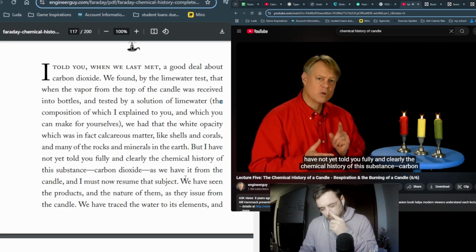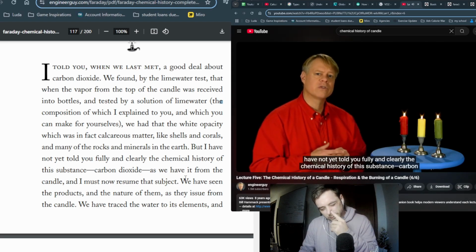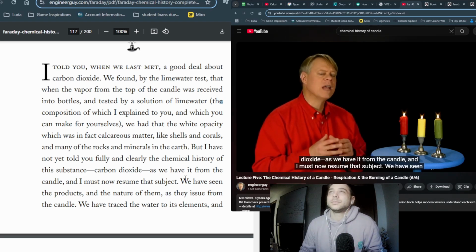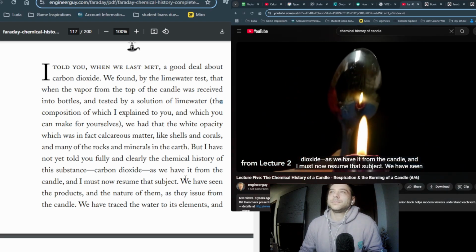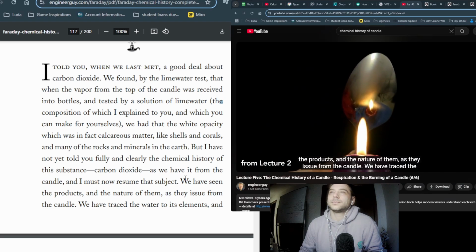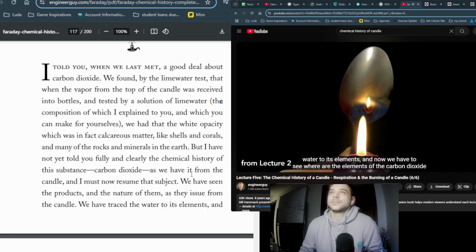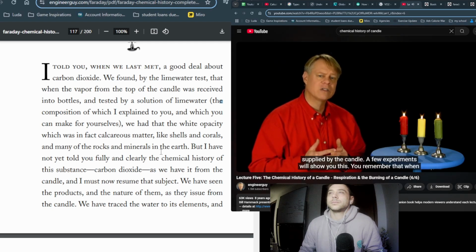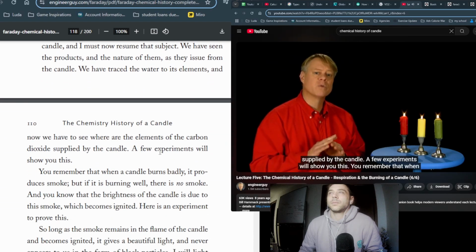But I had not yet told you fully and clearly the chemical history of this substance, carbon dioxide, as we have it from the candle, and I must now resume that subject. We have seen the products and the nature of them as they issue from the candle. We have traced the water to its elements, and now we have to see where are the elements of the carbon dioxide supplied by the candle. A few experiments will show you this.